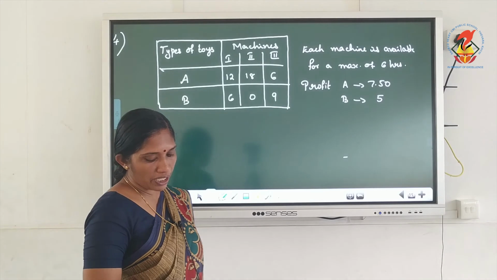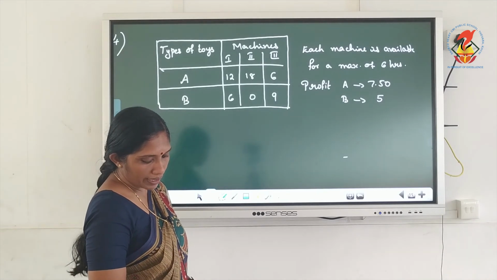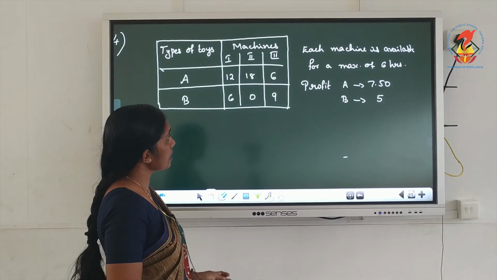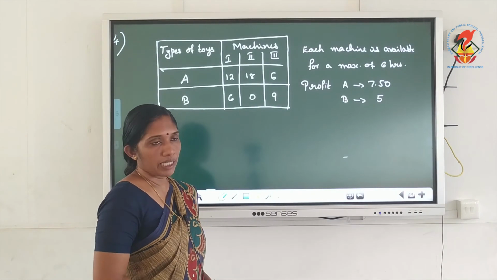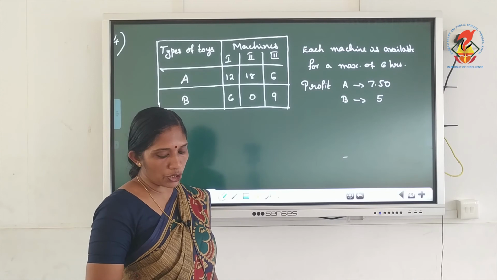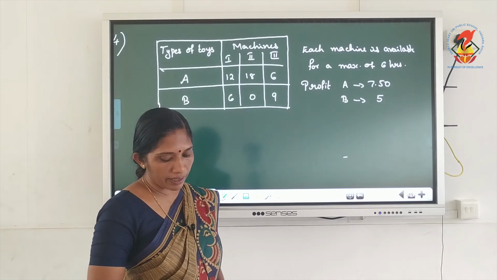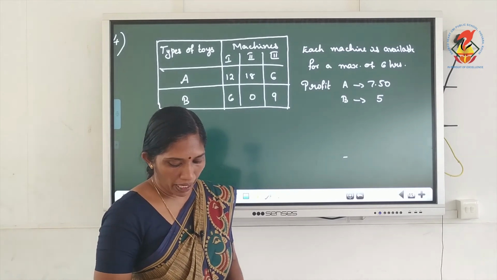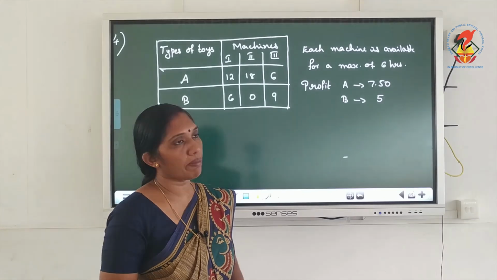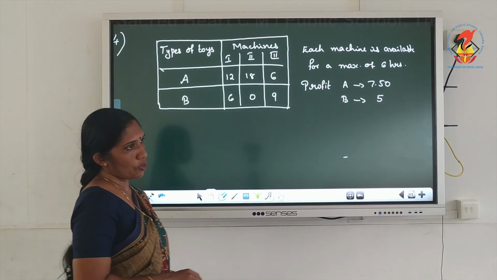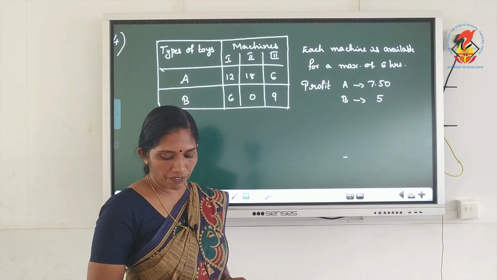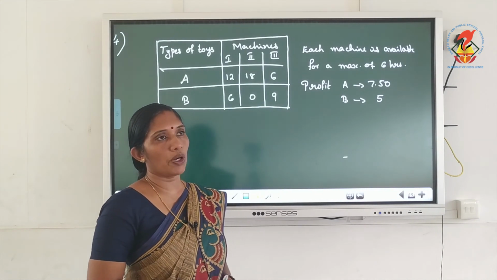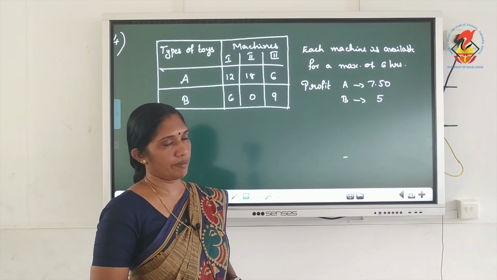Then profit on each type of toy, type A is rupees 7.50 and B is rupees 5. Then we have to show that 15 toys of type A and 30 of type B should be manufactured in a day to get maximum profit. So its value is given, we have to prove only. So the point is 15, 30. At that point we get maximum profit.